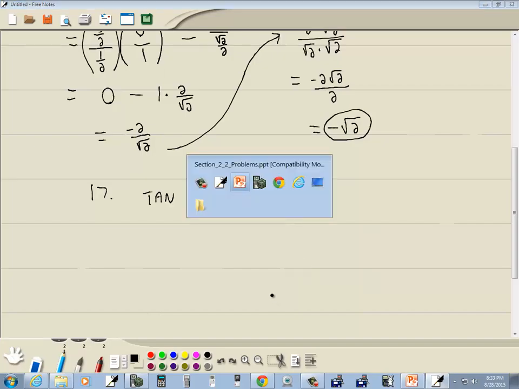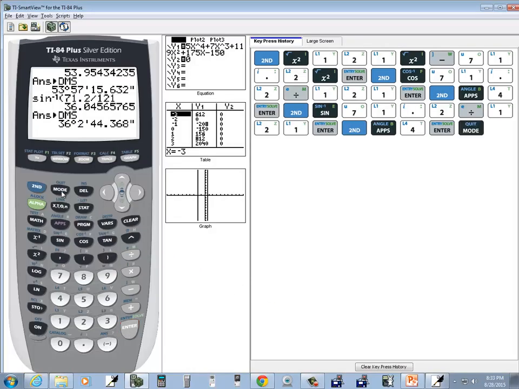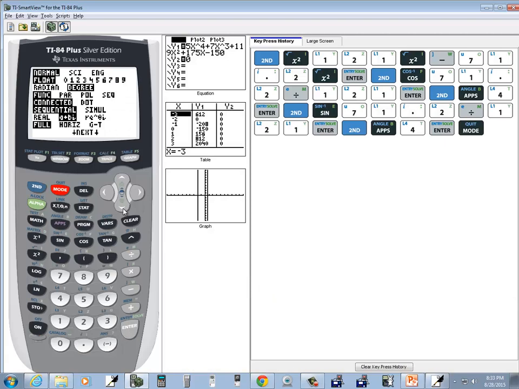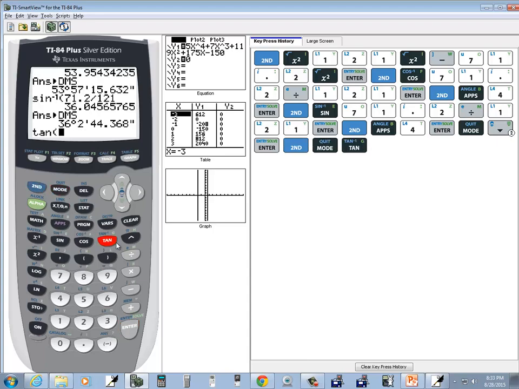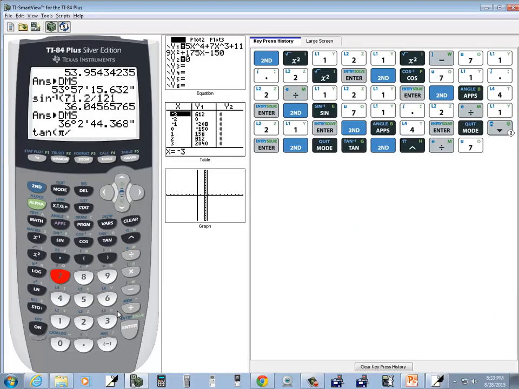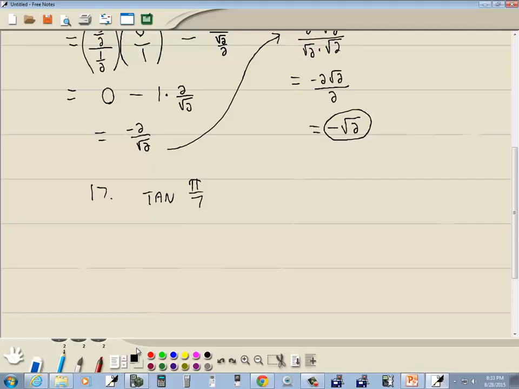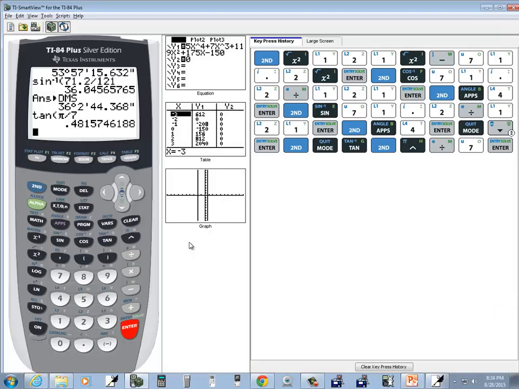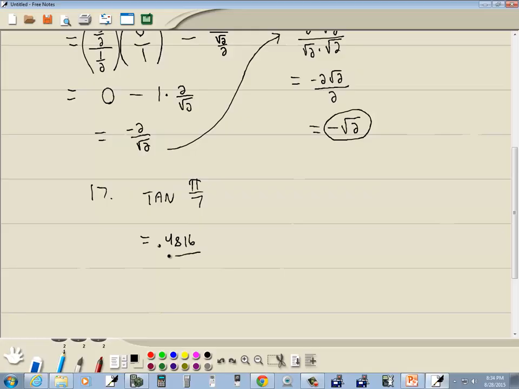So on my calculator, I'm going to switch it to radians. So press my mode, down arrow to the radian degree line, I press enter on radians. Exit out, so do second mode, and then I'll do tangent and pi over 7. So do pi, divide by 7, and press enter. The 4 decimal places will have 0.4816. And that's our answer. And that ends the lesson.